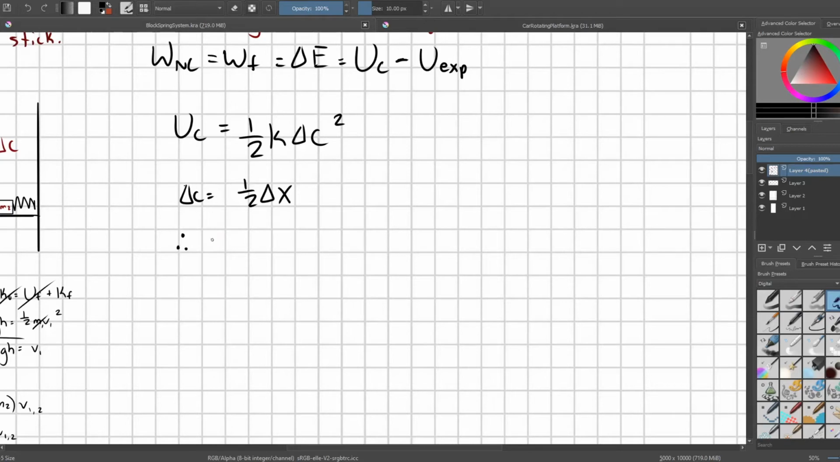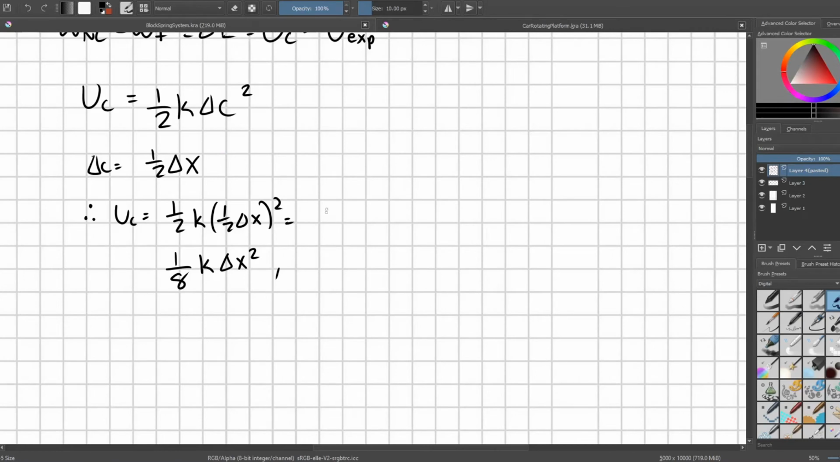Therefore, UC equals 1/2 k times 1/2 delta x squared, which equals 1/8 k delta x squared. And alternatively, if you were to just use the delta x, then U expected would just be 1/2 k delta x squared.